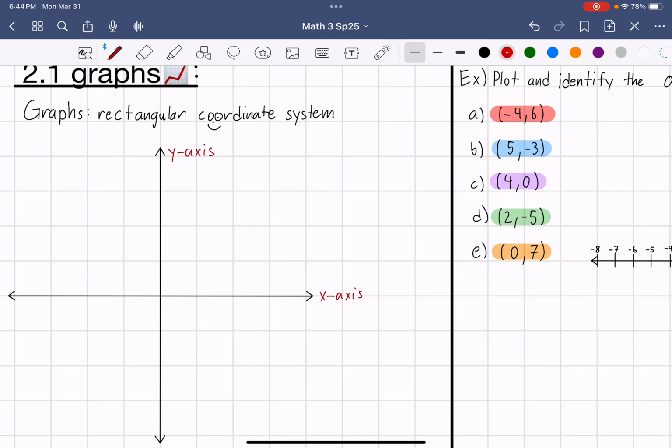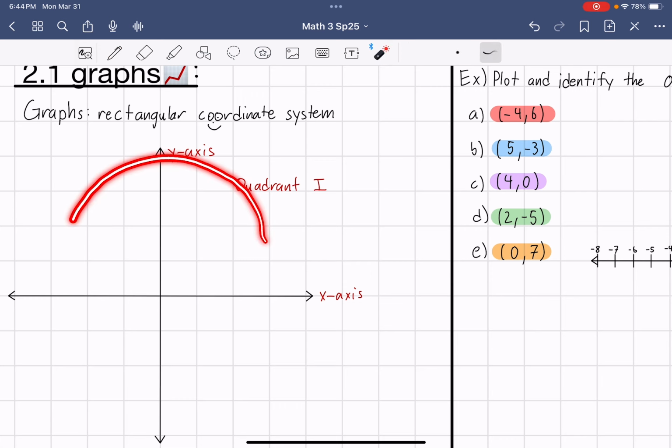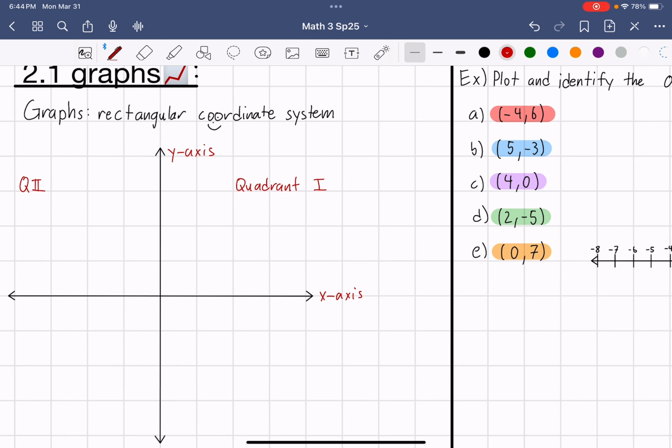Starting at the top right corner, we have quadrant 1 here. This would be quadrant 1. And then in the counterclockwise direction, we're going to count to quadrant 2. This is going to be quadrant 3. It's not going to spell it all the way. And this is quadrant 4.